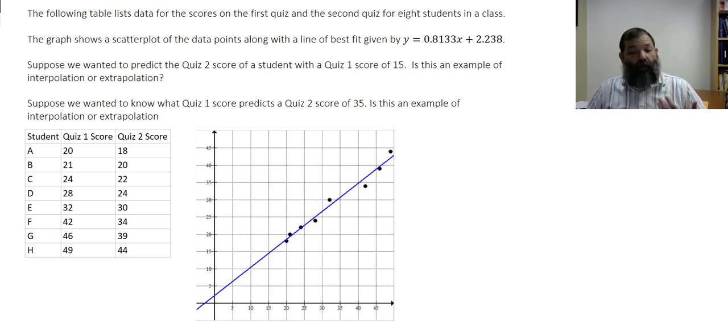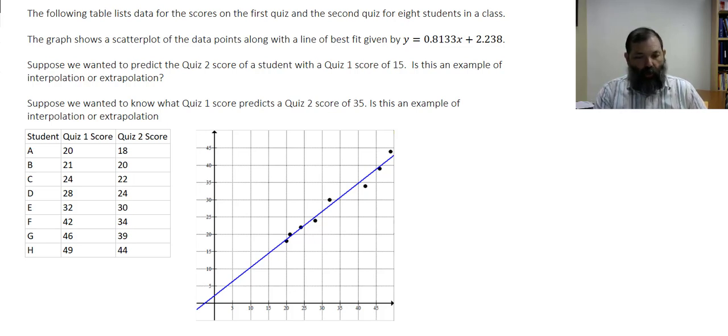Then we're asked, suppose we wanted to predict the quiz 2 score of a student with a quiz 1 score of 15. Is this an example of interpolation or extrapolation? And then suppose we wanted to know what quiz 1 score predicts a quiz 2 score of 35. Is this an example of interpolation or extrapolation? All right, so the first thing we want to know here is, what is interpolation and what is extrapolation?